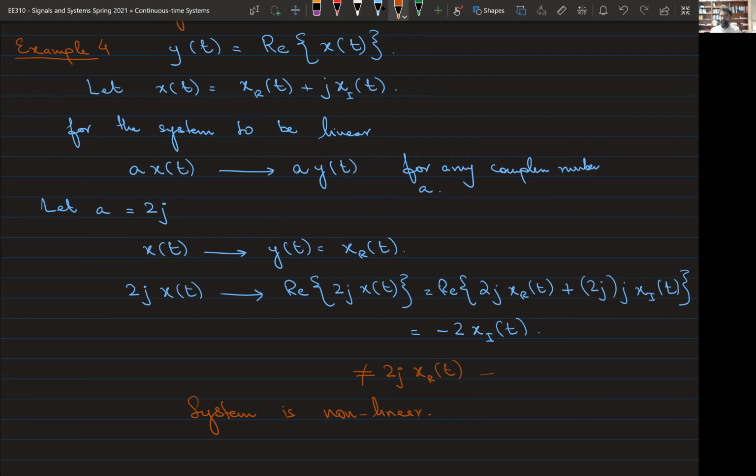Okay, so what is 2j multiplied by j then? Minus 2, right? So what you're going to get here is 2j times xr of t minus 2 times xi of t. Okay, we need to take the real part of this. So what is the real part for this? Right, so that's minus 2 times xi of t. Thank you. Okay. Any other questions?